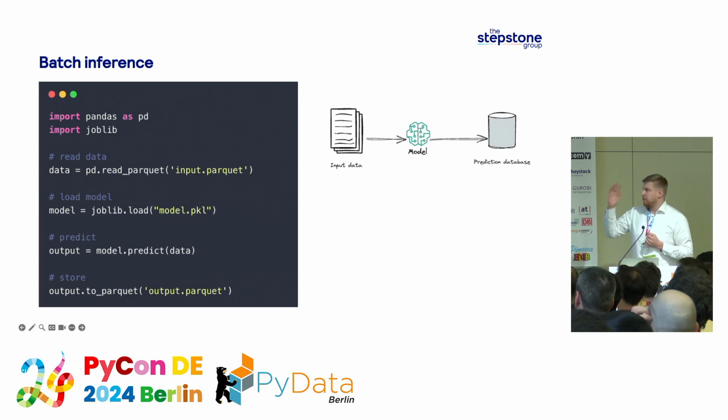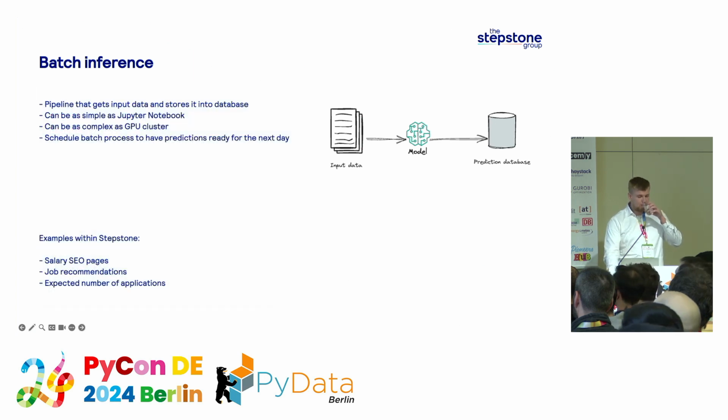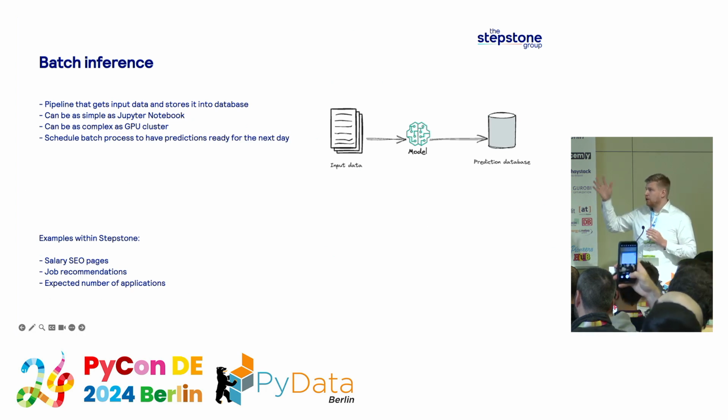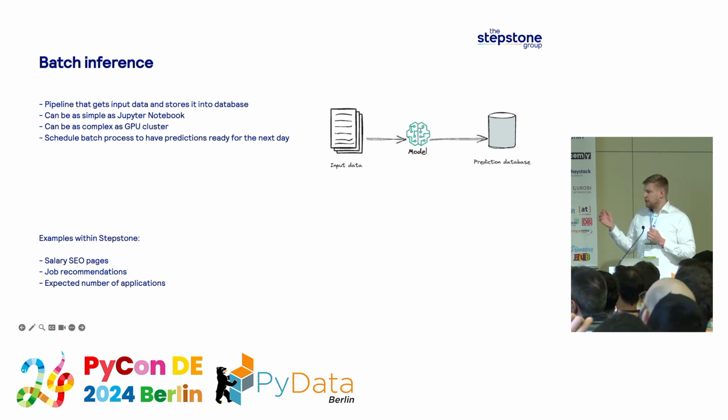We just have a Docker container, or maybe even a notebook, that reads all the different combinations, loads the model that the data scientist made, does a prediction, and stores it in some kind of database. As I said, this can be a notebook, a Docker container, or even a GPU cluster if you have large language models. So you can make this as complex as you want.